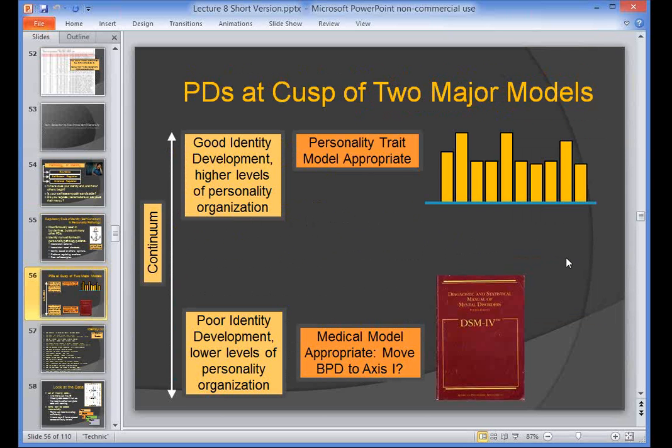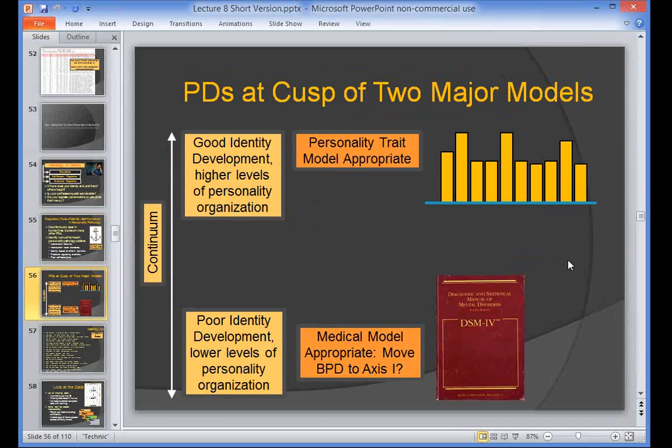And that tends to leave the personality disorders, personality pathology, that tends to leave this entire area, and it's been very contentious and will continue to be. This entire area seems to exist at the cusp of two major models. One is the personality trait model, and the other is the medical model. If you have a situation where someone has, for lack of a better term, good ego strength, they're well organized, they exist at a higher level of personality organization, all of those are psychoanalytic terms, it seems as if a trait model might be most appropriate.